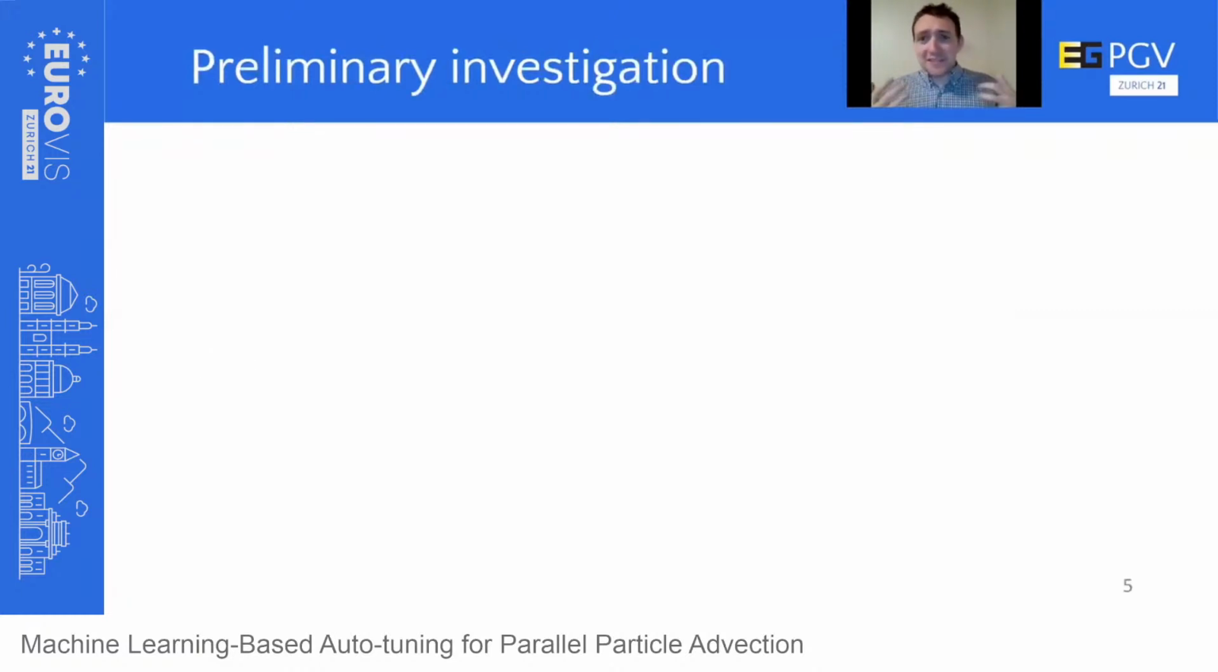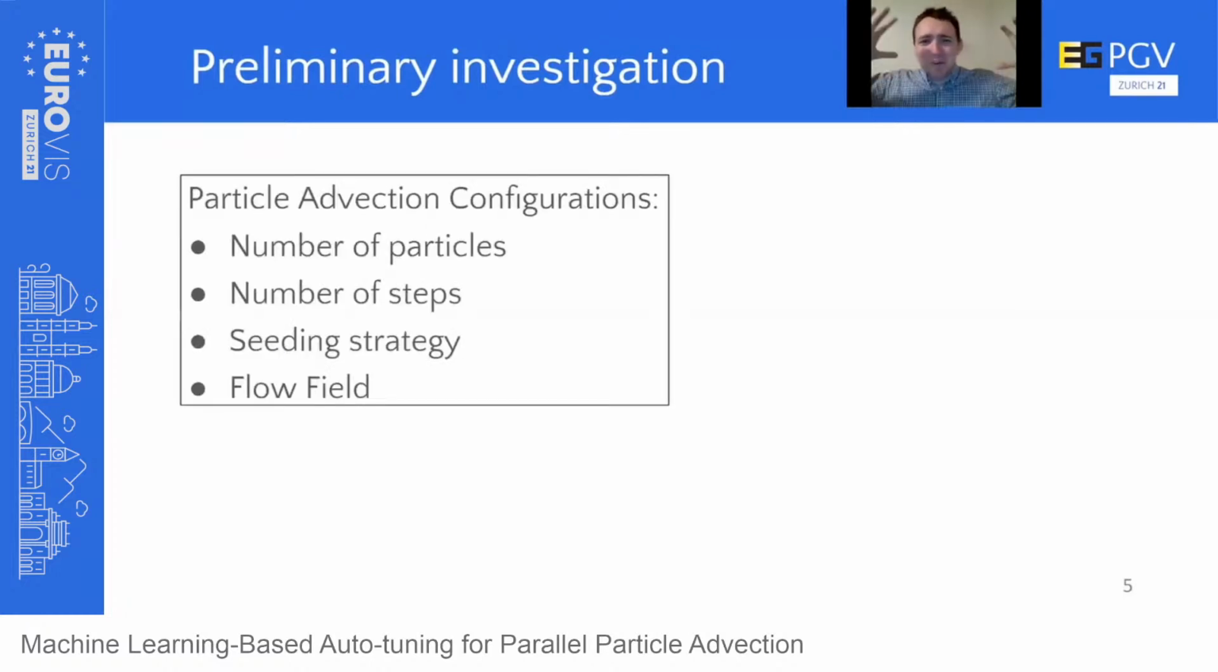So to do that, we did some preliminary investigation. We took a number of different particle advection configurations. We tried a different number of particles with a number of advection steps, and seeding strategy. So are we going to seed a bunch of particles in one area? Are we going to distribute them more evenly across our vector field or our flow field? And then different underlying flow fields to consider in the first place.